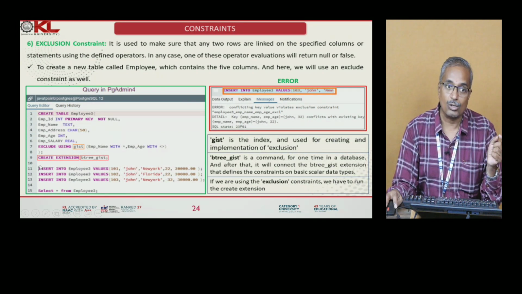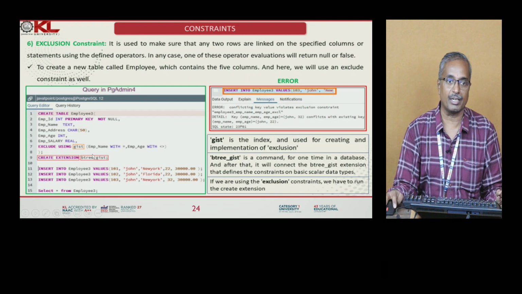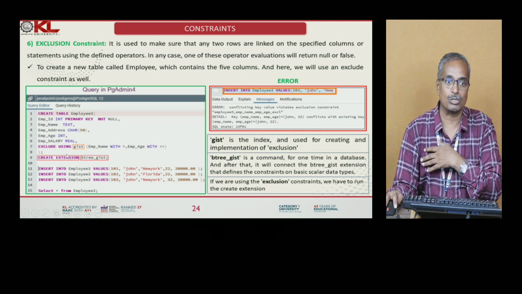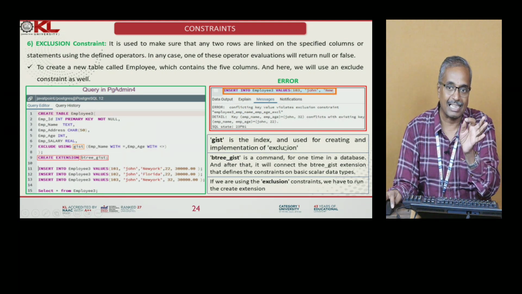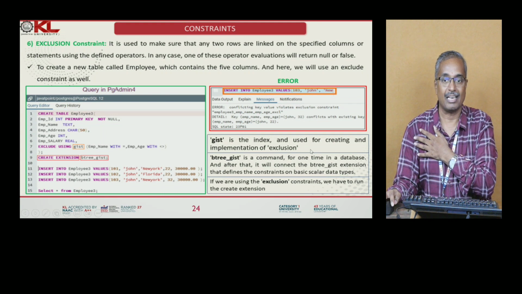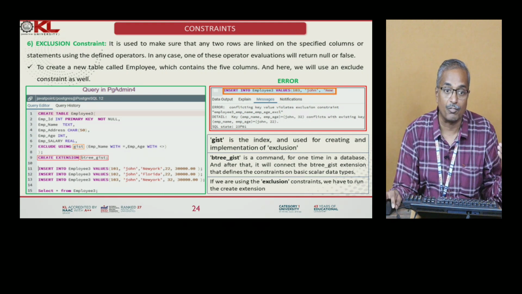So if you want to avoid repetition or duplication of the name John, we can use the exclude keyword, and it should be defined as a which one? Using gist command. Gist is nothing but the index used for creating and implementation of the which one? Exclusion. Hope you are all following.